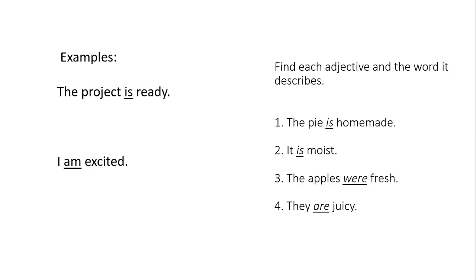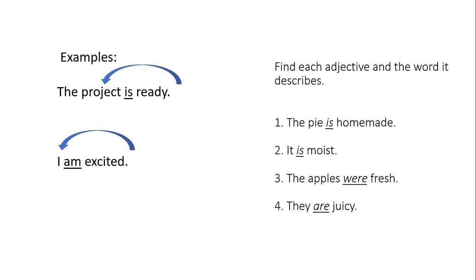The project is ready. We identify the subject and which word describes it. We're finding the adjective and the word that it describes. So for number one, ready describes project, which is the subject. Okay, let's go to the next one. I am excited. What is the adjective and what word does it describe? Yes, if you said excited and I, yes, because it's describing the subject. In this sentence, it's I.